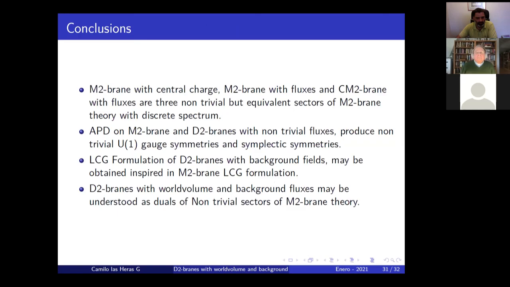Area preserving diffeomorphism on M2 branes and D2 branes with non-trivial fluxes produce non-trivial U1 gauge symmetries and symplectic symmetries. Light cone gauge formulation of D2 branes with background fields may be obtained inspired by the M2 brane light cone gauge formulation. And D2 branes with world volume and background fluxes may be understood as duals of non-trivial sectors of M2 brane theory.